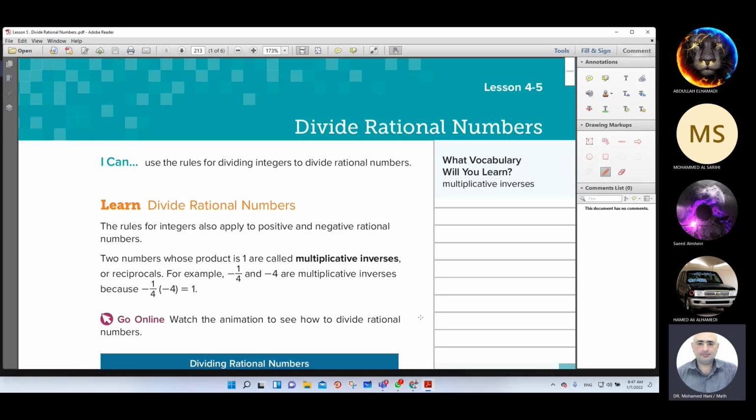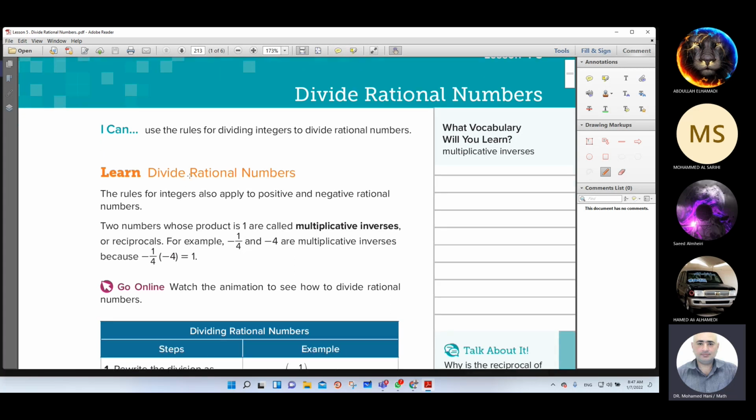Math grade 7. We are in module 4. Today we have lesson 5: Divide rational numbers. So in this lesson, we want to use the rules for dividing integers to divide rational numbers.